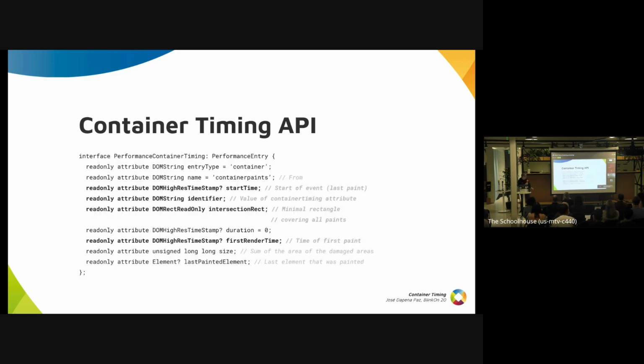Okay, this is how the event looks like, where we have the intersection rect to see more or less the area that has been painted. We have the start time and the first rendering time, so you can get a kind of time range of when things are painted.